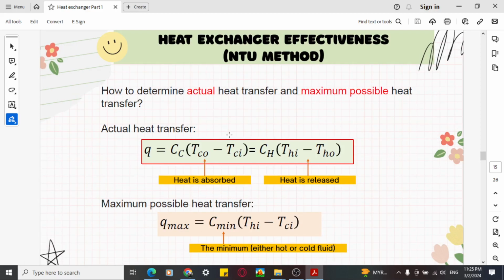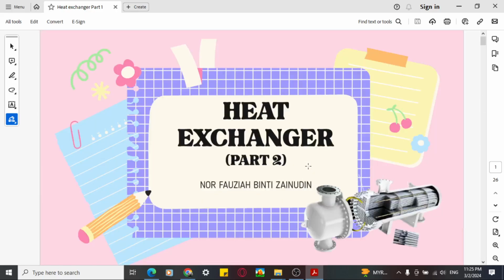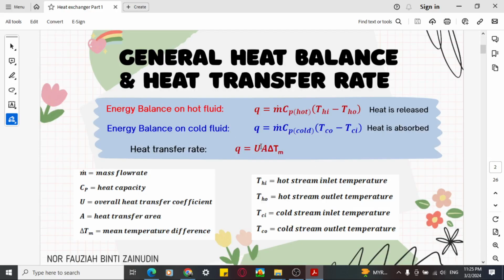Okay, now go to this formula, the actual heat transfer. You ask, what is this? Is it the same thing? Is it a more complicated formula? No, actually these things are the same as these things. They are the same things.